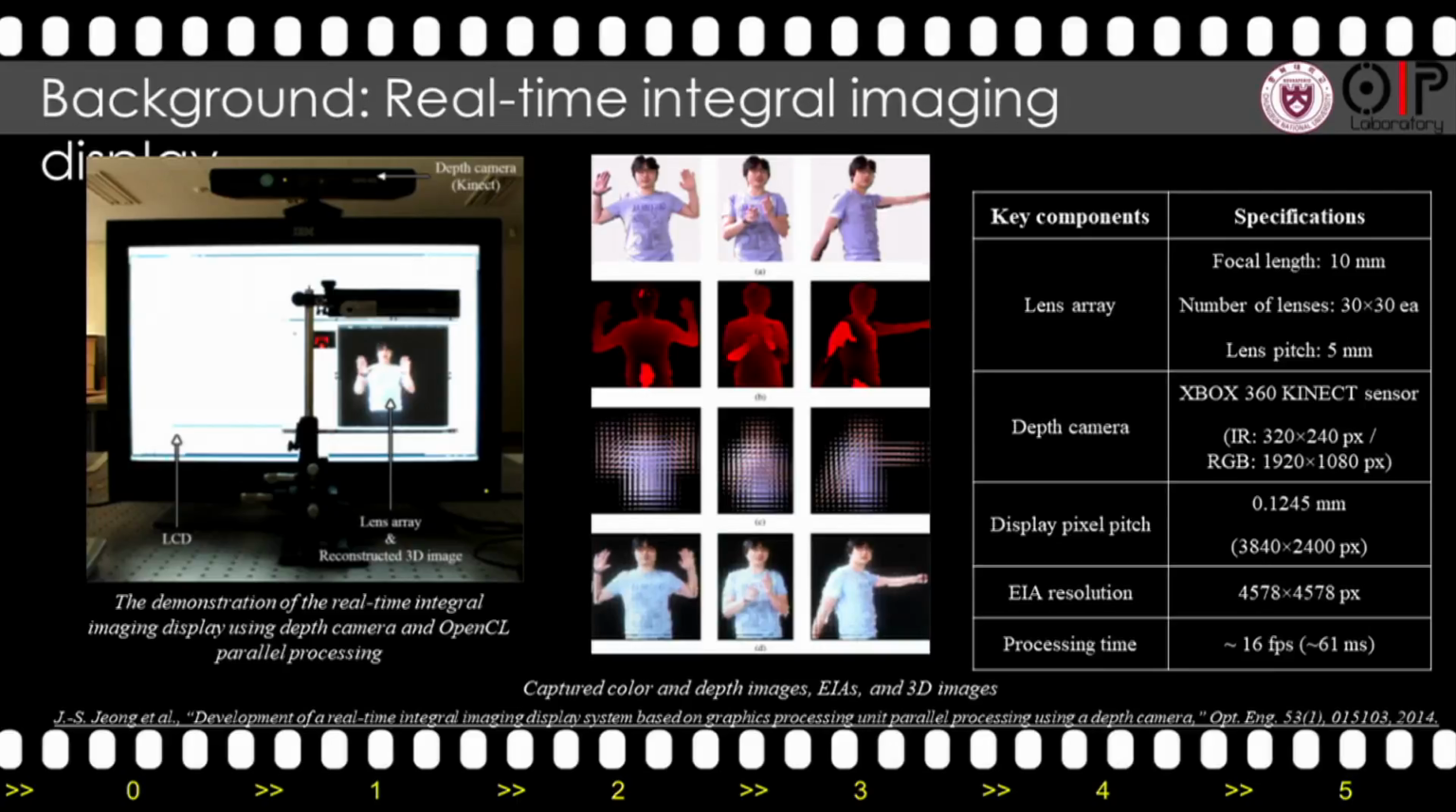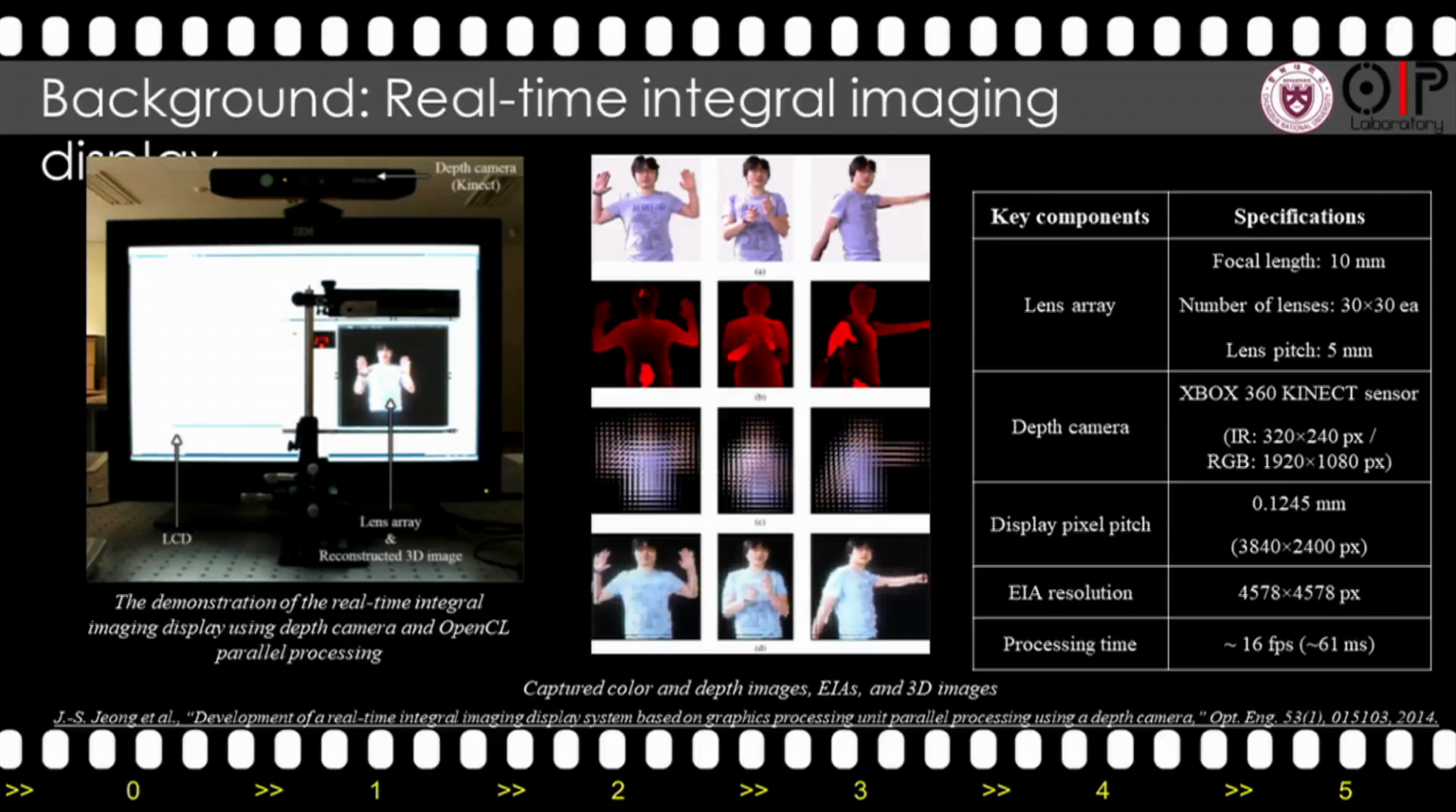In the experiment, we also use the same Kinect sensor as a depth camera, and we could display the moving object's three-dimensional animations from the moving object at 16 frames per second. But these two kinds of systems can be processed only through the PC-based image processor.